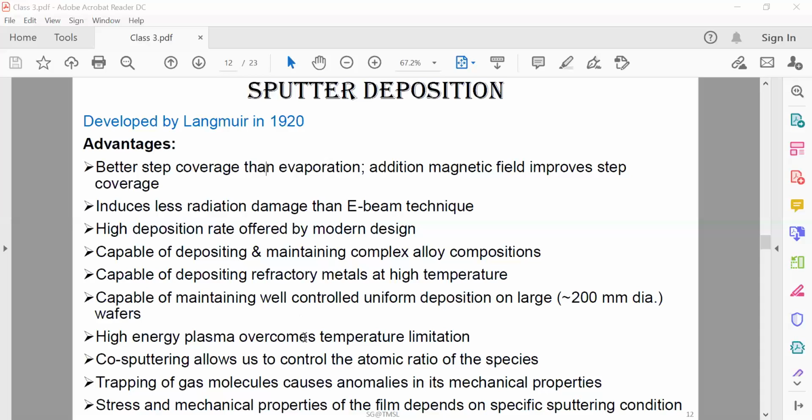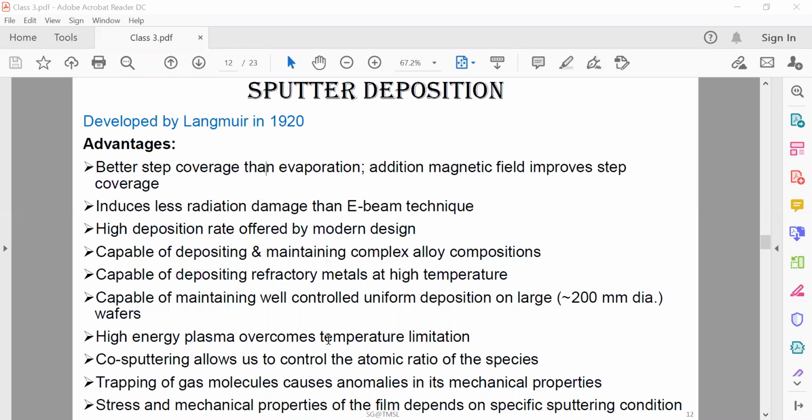Plasma overcomes the temperature limitation. That is why you can have refractory metal evaporation, because if you want to evaporate refractory metal using the earlier techniques of resistive heat or any other, like inductive heat evaporation, I have not discussed inductive heat evaporation in my lecture. So there is another technique, which is inductive heat evaporation. One is resistive heat, another is inductive heat. Okay, so you have to increase the temperature to a high value.